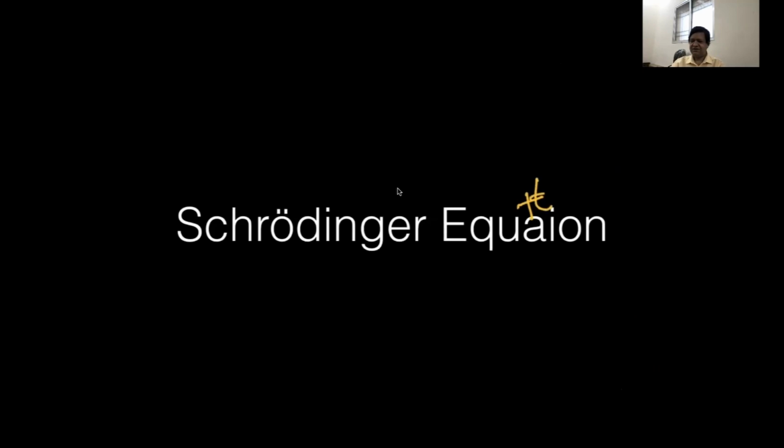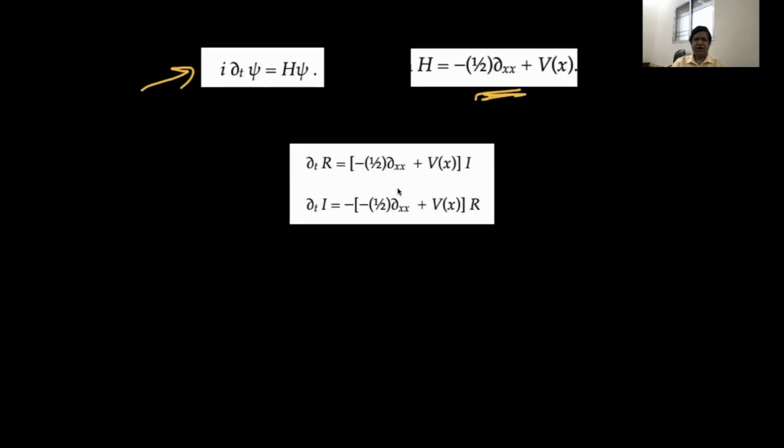Now let's solve the Schrödinger equation using a finite difference scheme. This is the non-dimensionalized Schrödinger equation, i partial psi by partial t equals H psi, where H is the Hamiltonian operator. Now I'm going to use leapfrog, but in a slightly subtle way.